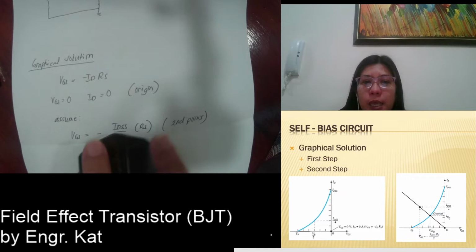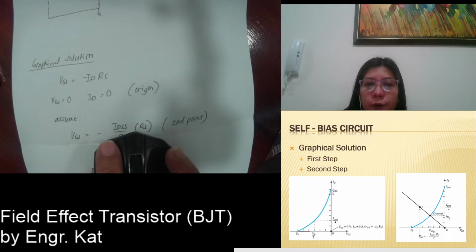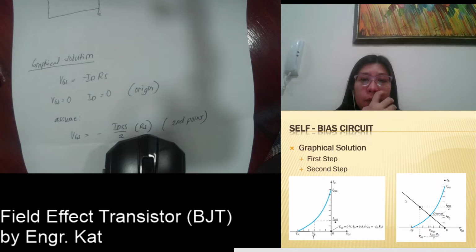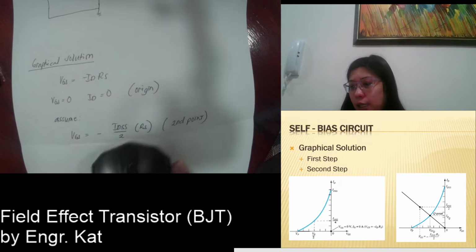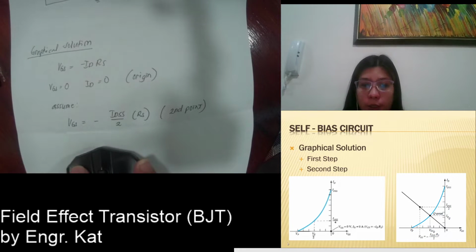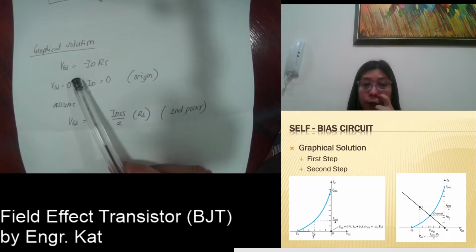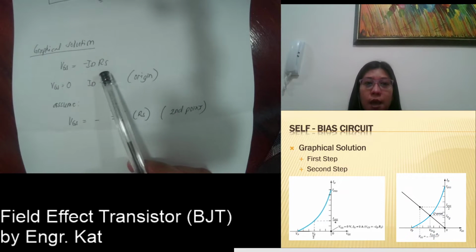So upon applying the first step, we will now be drawing your line. So how are you going to draw your line? You are going to make use of this one. So we are going to make use of this formula. Our formula is VGS is equal to negative ID RS.